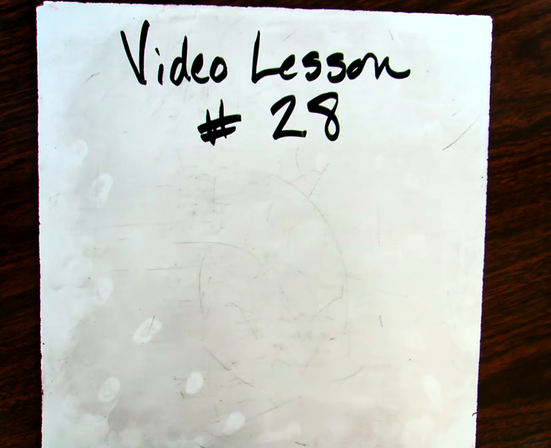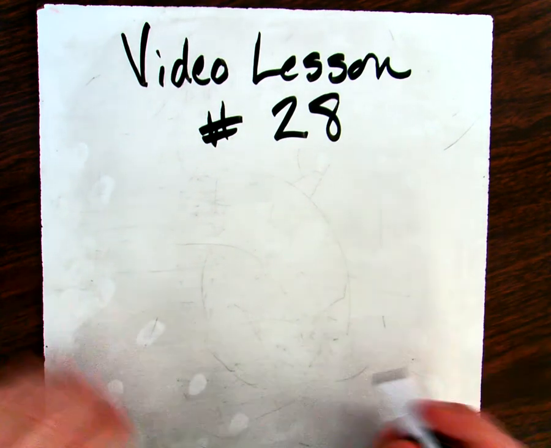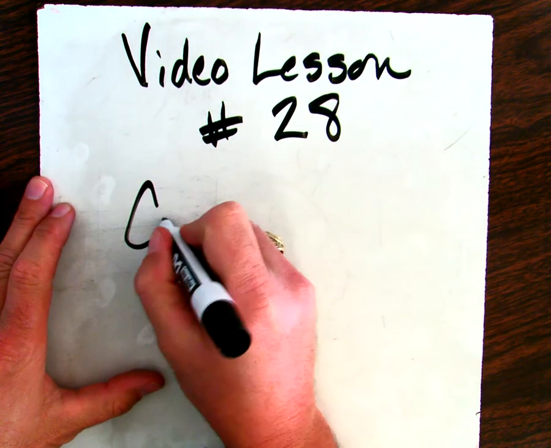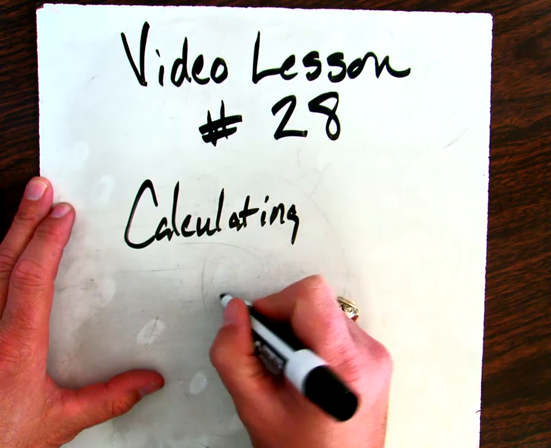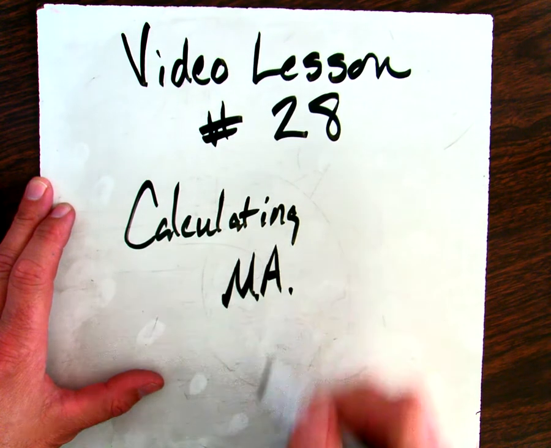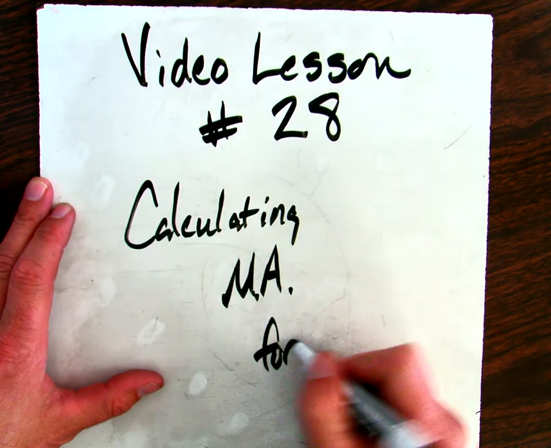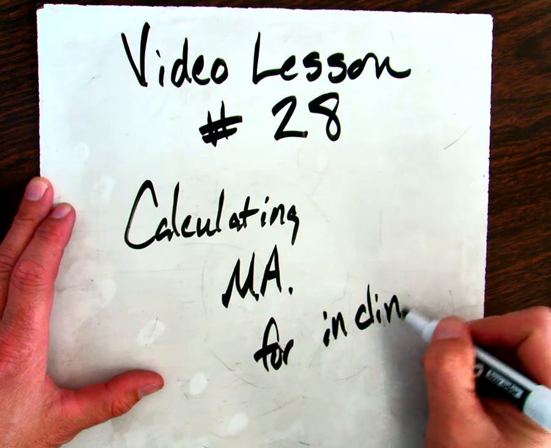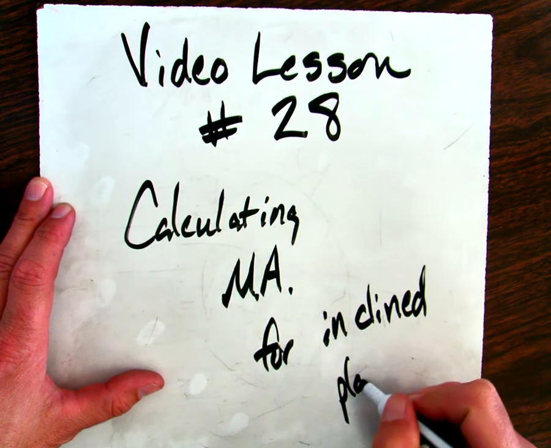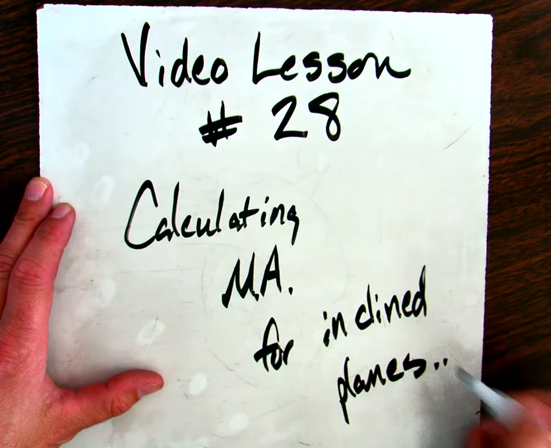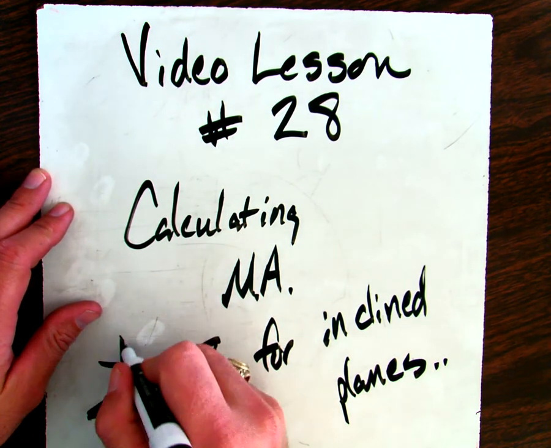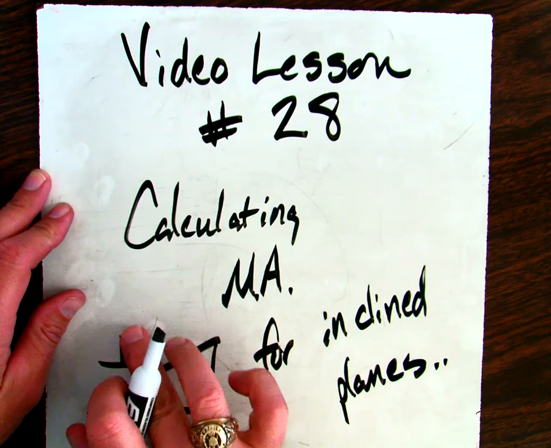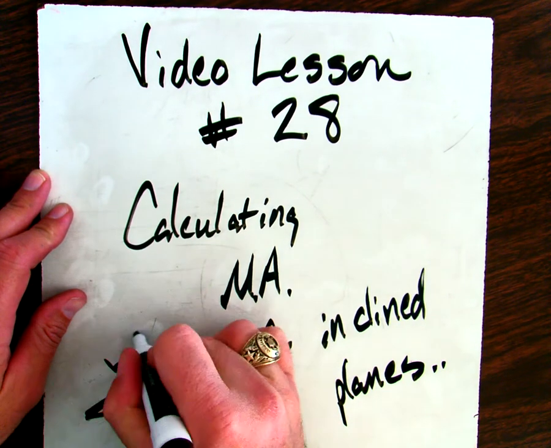Video lesson number 28. What we're going to be talking about today is calculating mechanical advantage. I'm just going to always use MA, mechanical advantage, for inclined planes. Now when we talk about this, we do have to involve some math. I know, which is probably some of y'all's favorite thing on the planet. But the reality is you have to know what you're doing to get these questions correct.